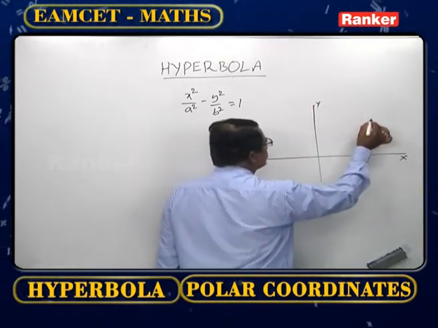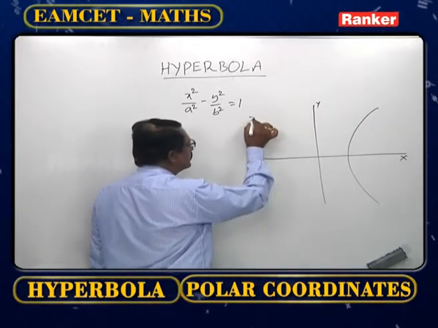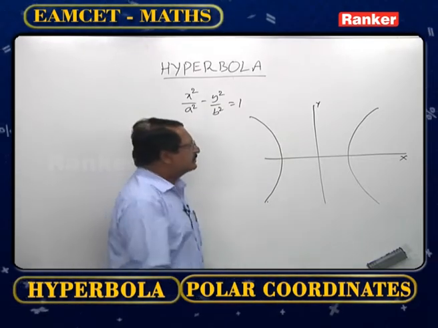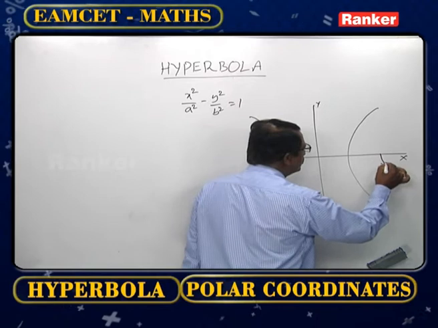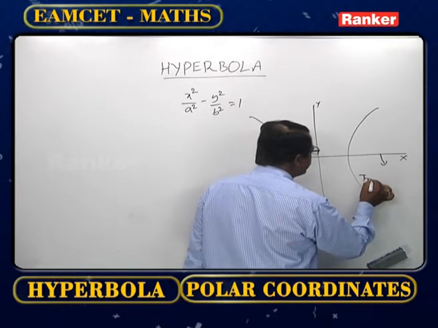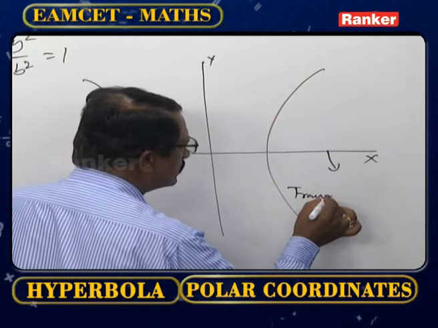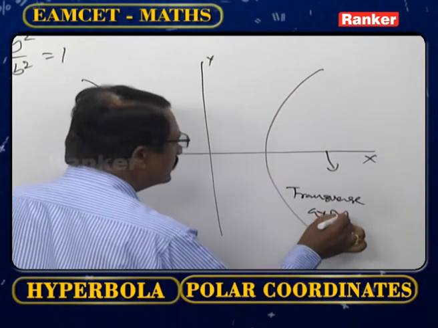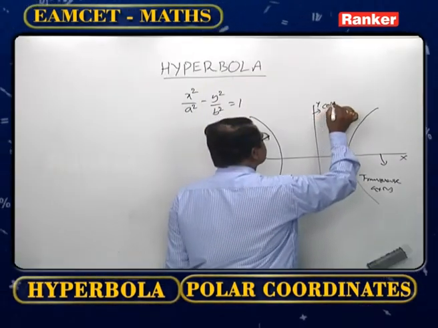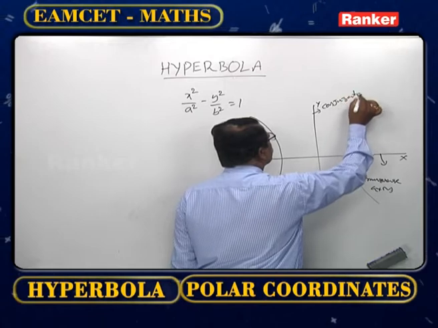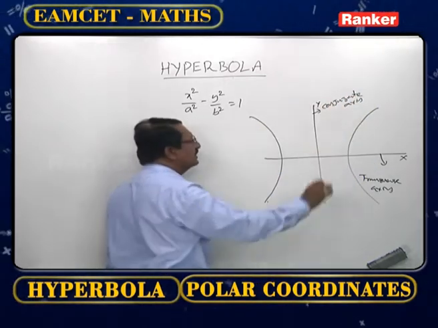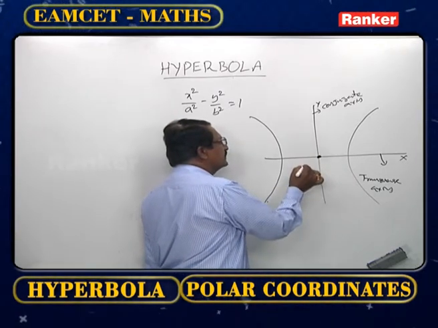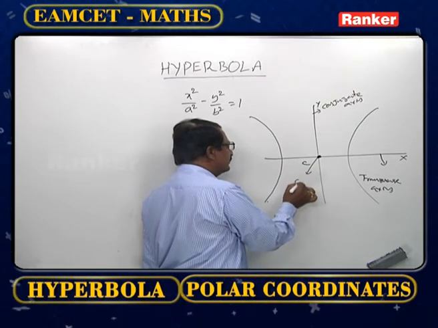Now, the x axis, the y axis, and the hyperbola. For the hyperbola x square by a square minus y square by b square equals to 1, the x axis is called the transverse axis, and the y axis is called the conjugate axis. The point of intersection of the transverse and conjugate axes is called the center.